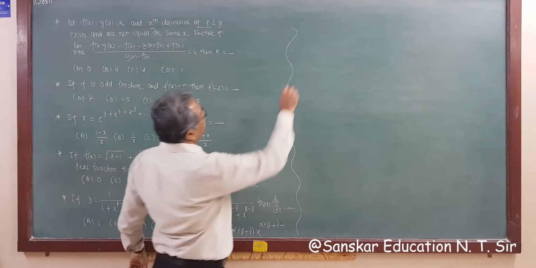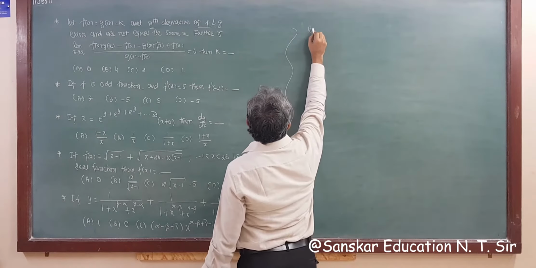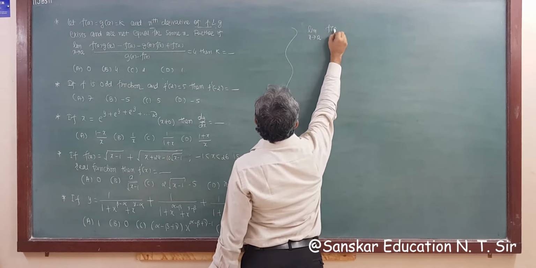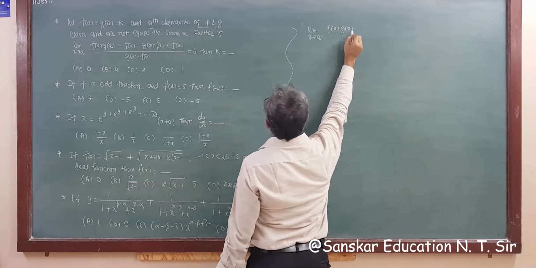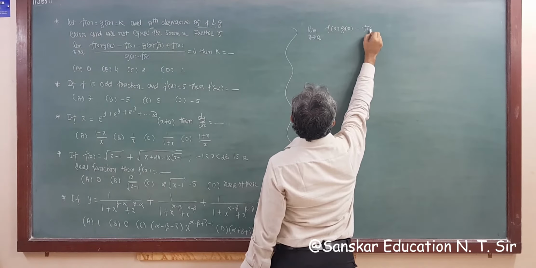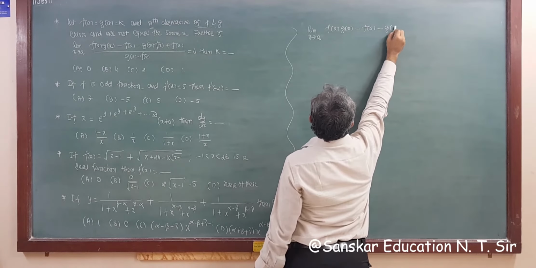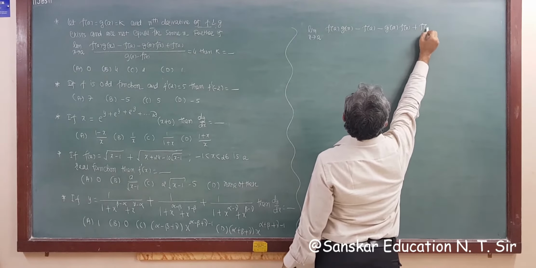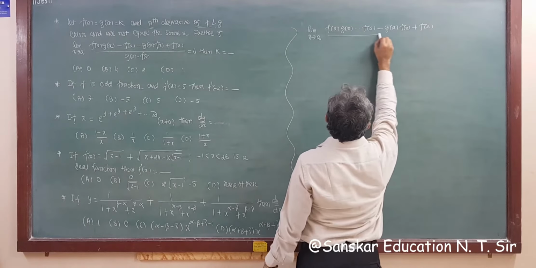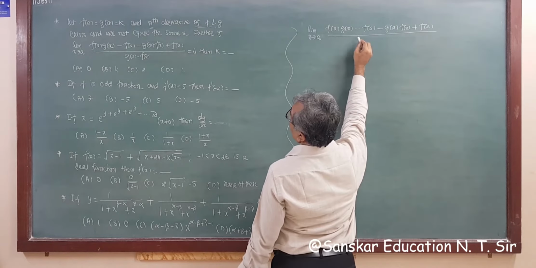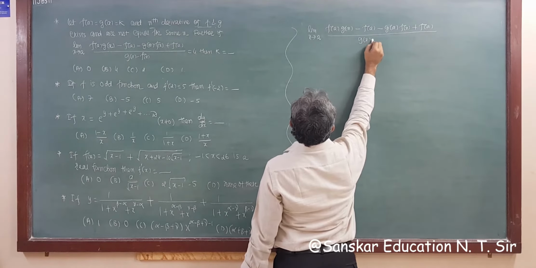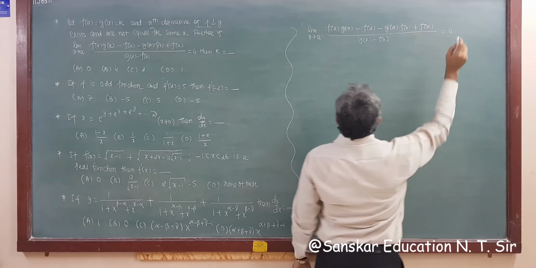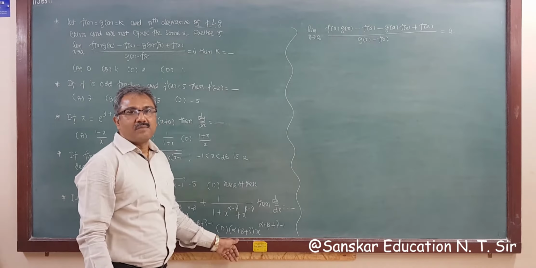So here it is given that the limit as x tends to a of [f(a)g(x) − f(a) − g(a)f(x) + f(a)] whole upon [g(x) − f(x)] is equal to 4. This is given, right?